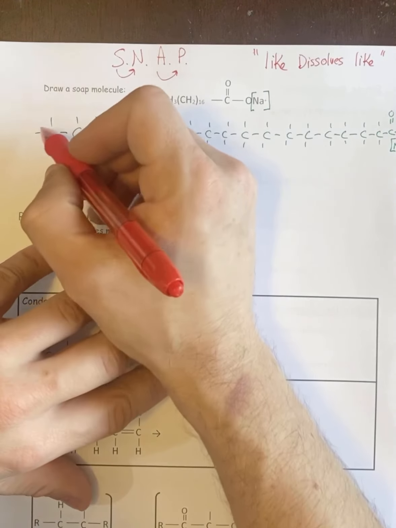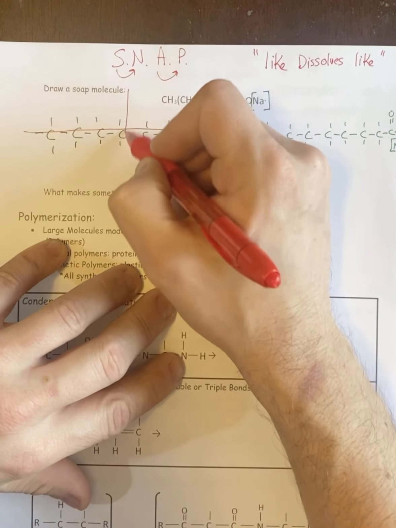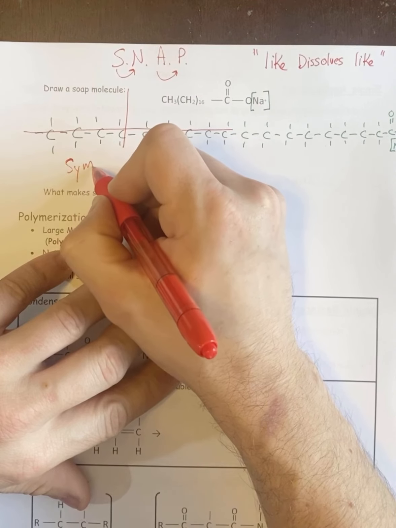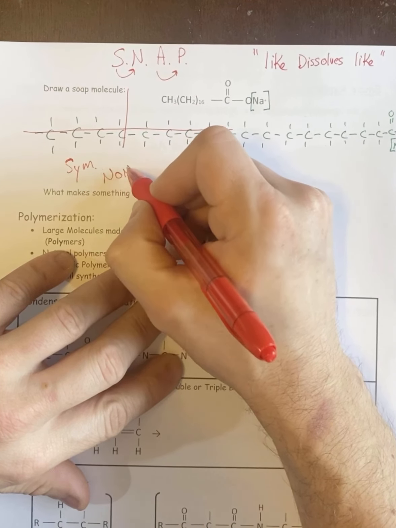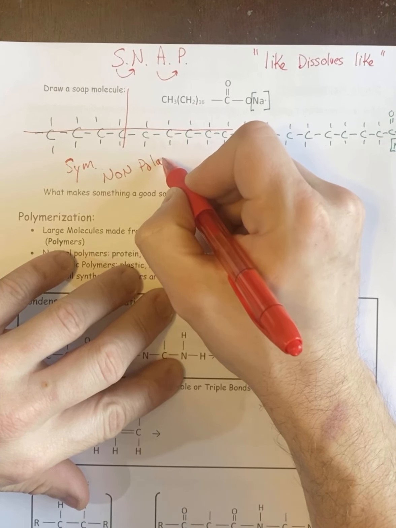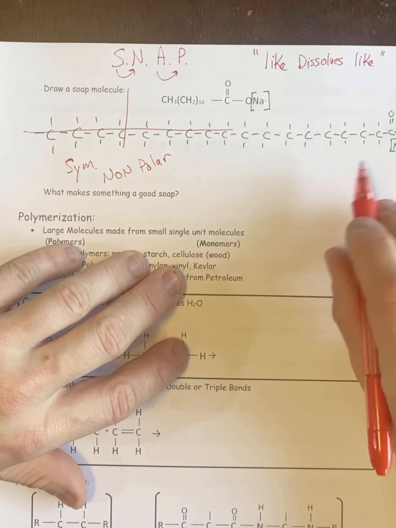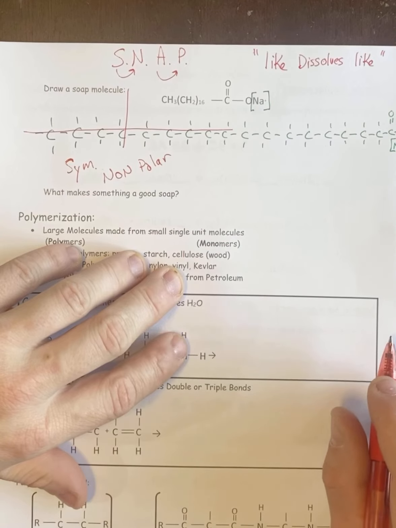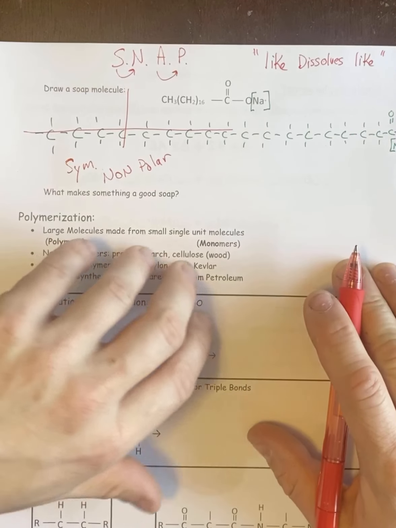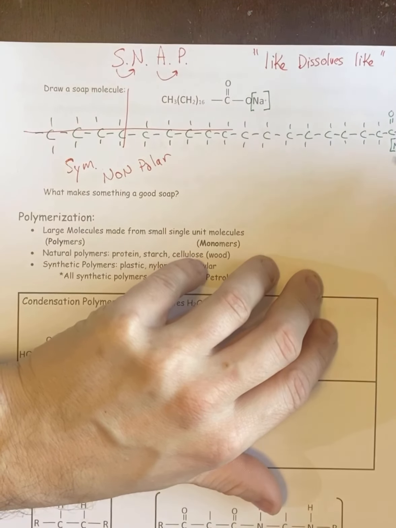On this end of the molecule, if we look, it is symmetrical and therefore non-polar, okay? And then this end of the molecule is so far away from the other side that it almost resets the symmetry. And now we can actually do it again on this end.